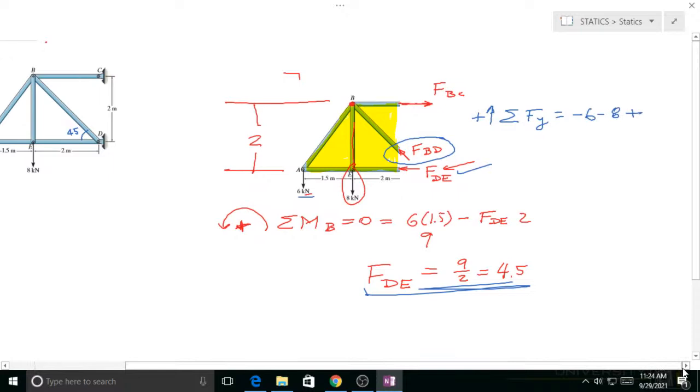So if it's 45 degrees, I'm going to pull it over to the side. In the FBD, you get this component going that way, but you also get this component going that way. They're both 45 degrees, so this is F_BD over square root of 2. And so is that one, but I'm not interested in that one quite yet. So that means it's F_BD.